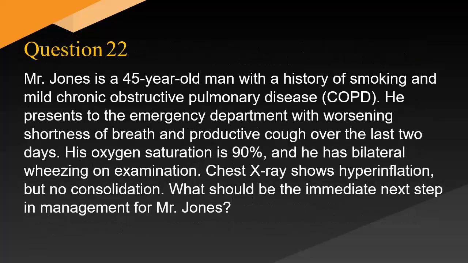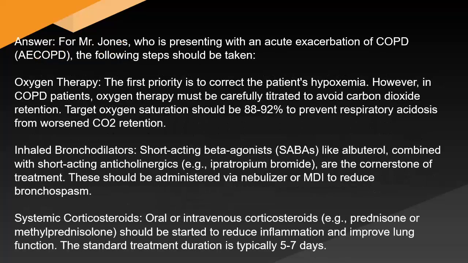Mr. Jones is a 45-year-old man with a history of smoking and mild chronic obstructive pulmonary disease (COPD). He presents to the emergency department with worsening shortness of breath and productive cough over the last 2 days. His oxygen saturation is 90% and he has bilateral wheezing on examination. Chest X-ray shows hyperinflation, but no consolidation. What should be the immediate next step in management for Mr. Jones? Answer: for Mr. Jones, who is presenting with an acute exacerbation of COPD, the following steps should be taken.